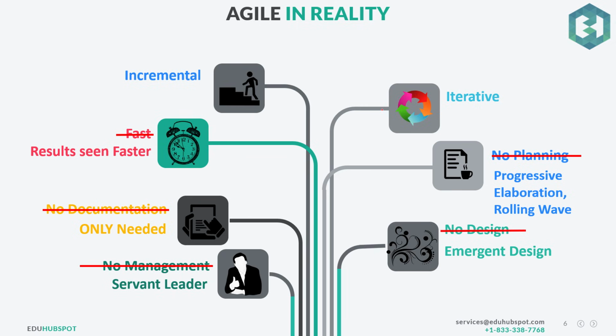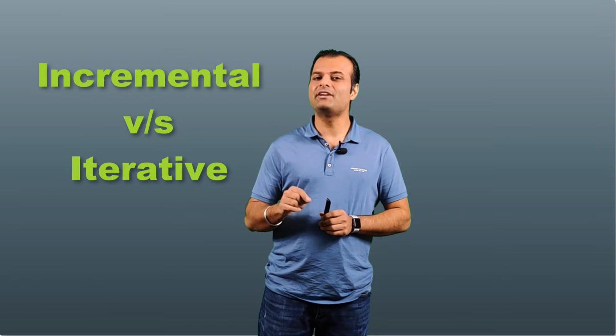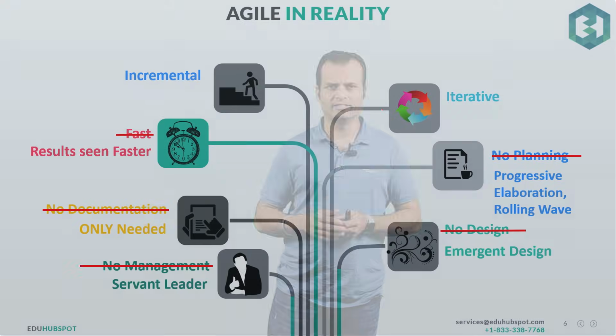In reality, what is Agile? Of course it is incremental, of course it is iterative. Now, a lot of people actually ask this question to me, Varun, what is the difference between incremental and iterative? Of course, I will tell you what incremental is and what iterative is, but this is something I will be discussing in my next video, which is the types of life cycle. So stay tuned for that video, but let's first have an introduction of what Agile is.